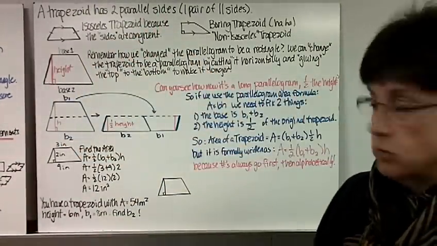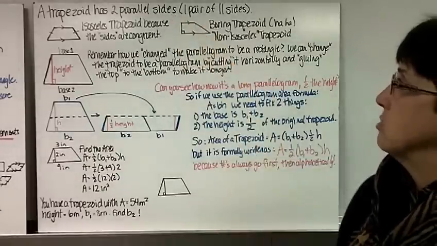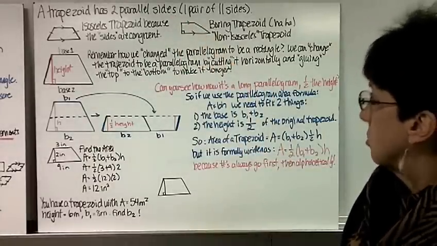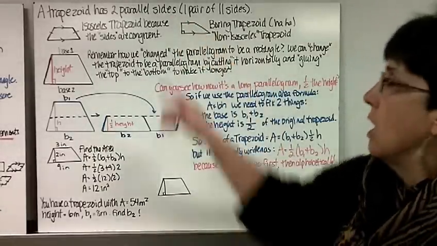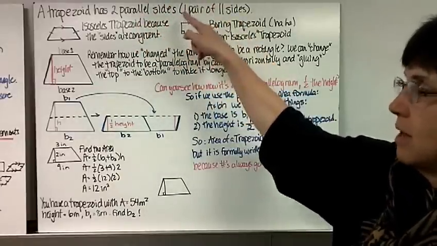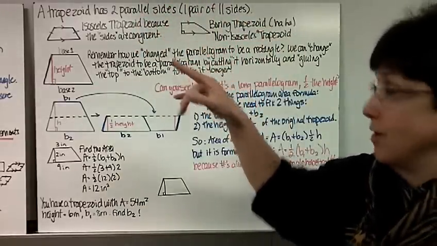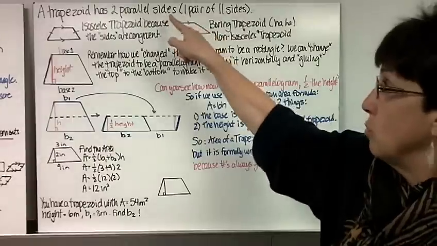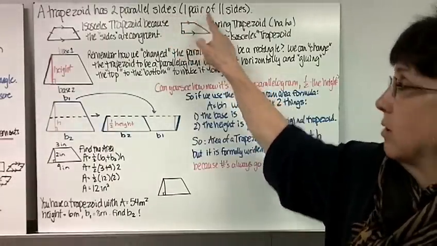Now let's talk about a trapezoid. A trapezoid has two pairs of parallel sides, erase that. A trapezoid has two parallel sides. A parallelogram has two pairs. Okay, a trapezoid just has two parallel sides, the top and the bottom, which is one pair.